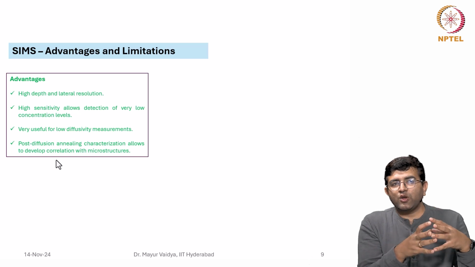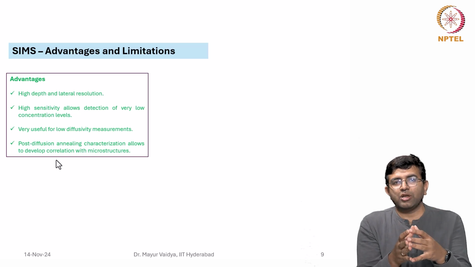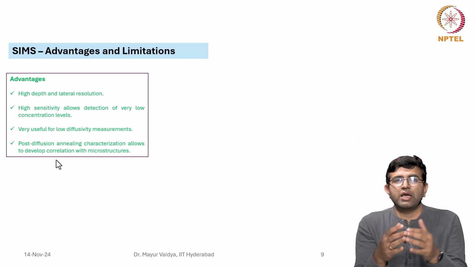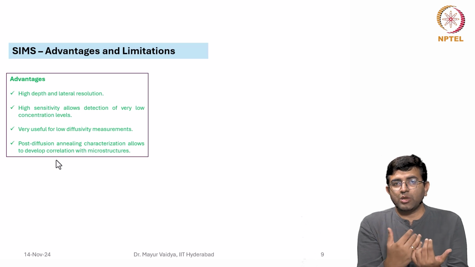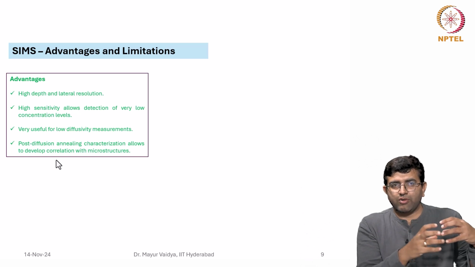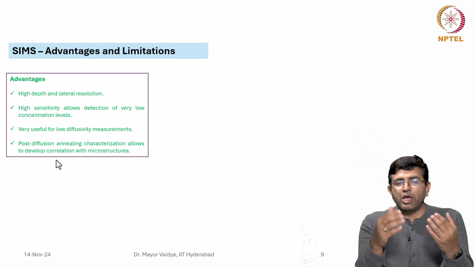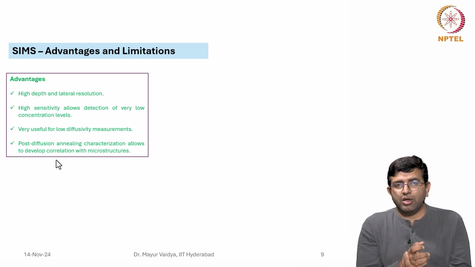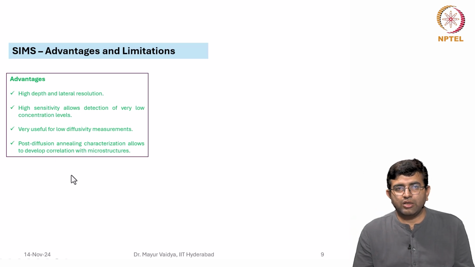So such a correlation with the microstructure of the diffusion process is possible with SIMS, which is not available with the radiotracer technique, because in the radiotracer technique, once the radioactive isotope is deposited on a sample, no further characterization can be done, because it is contaminated by radioactive elements.